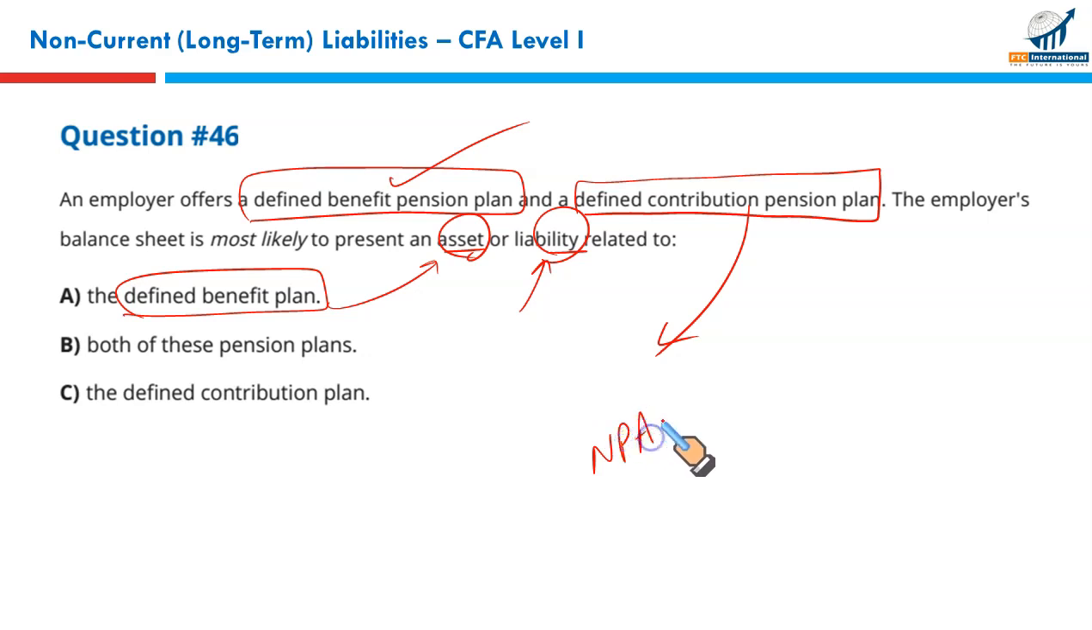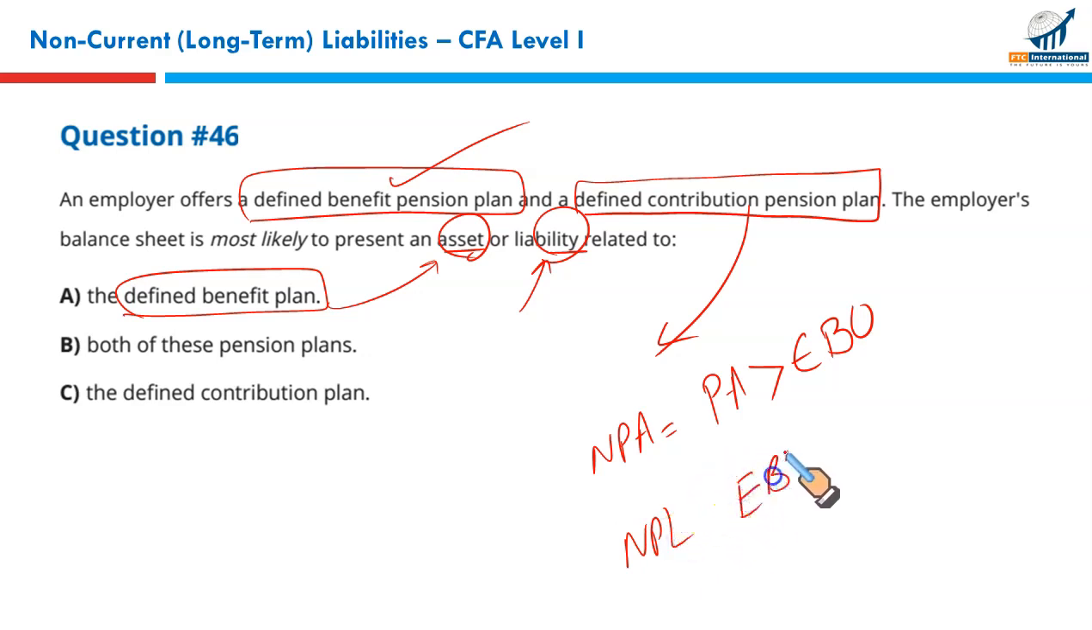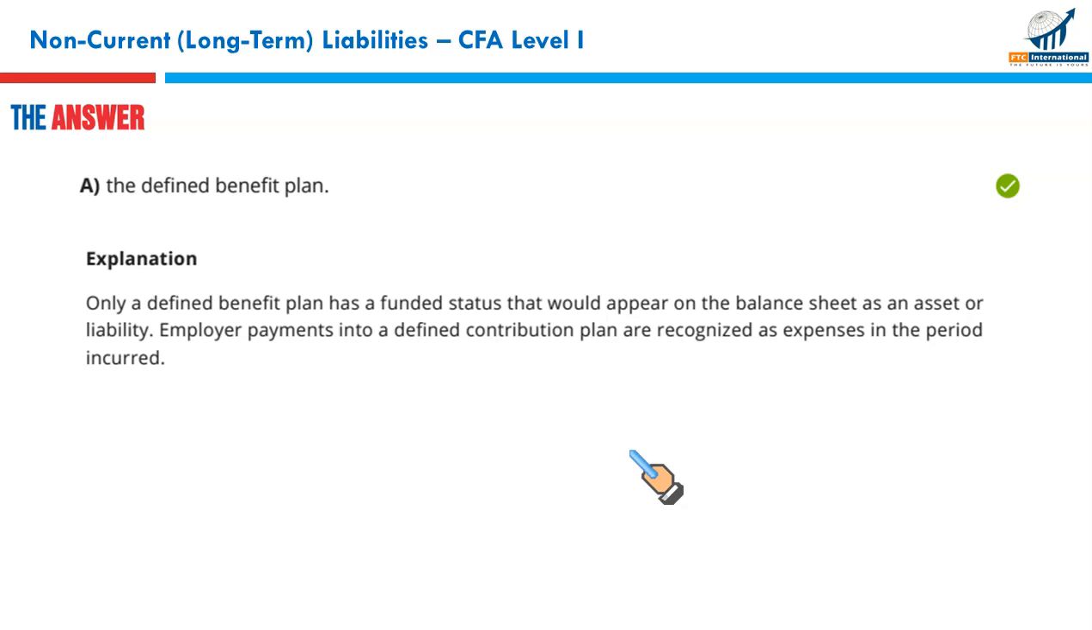Net pension asset, if your fair value of pension assets is greater than the expected benefit obligation, and a net pension liability if your expected benefit obligation is greater than the pension assets. So this is what we discussed a little while ago. So that makes A the correct option.